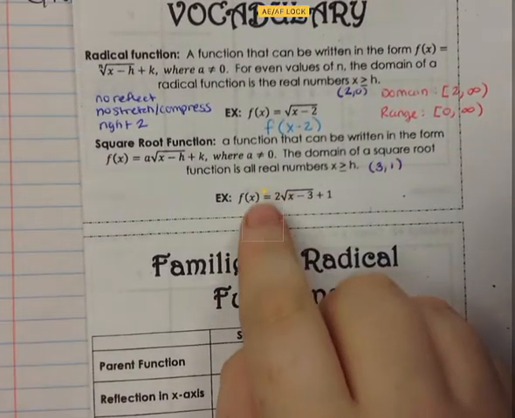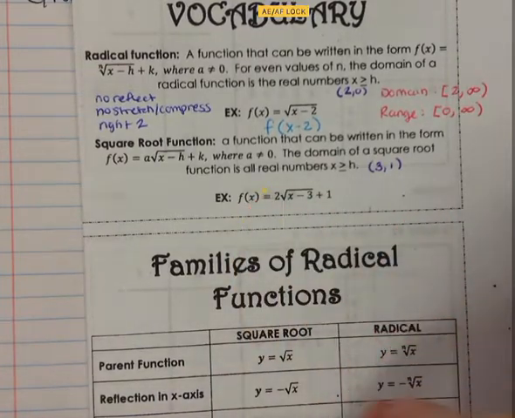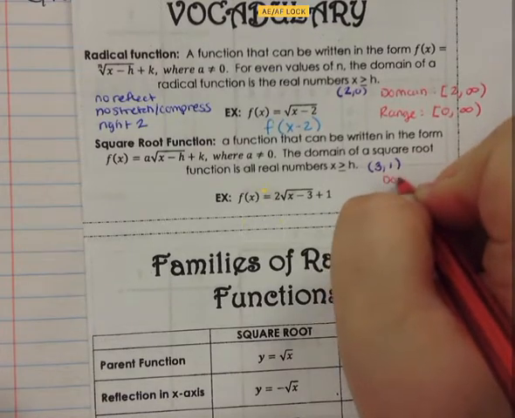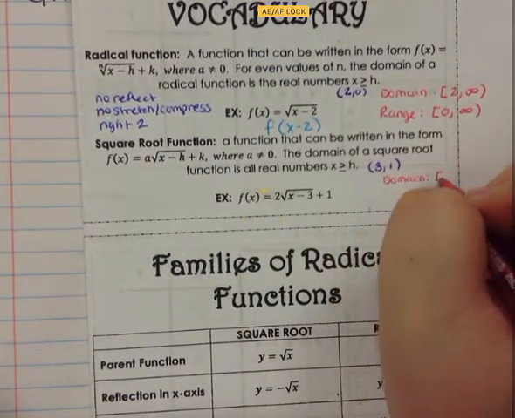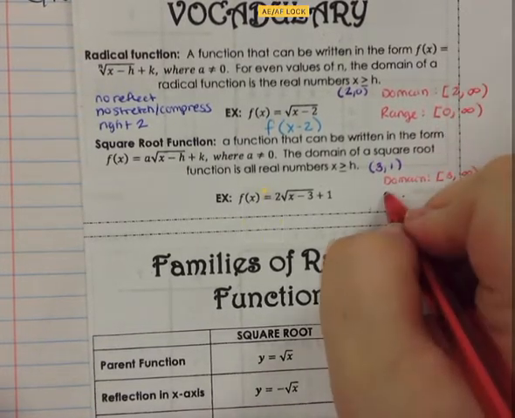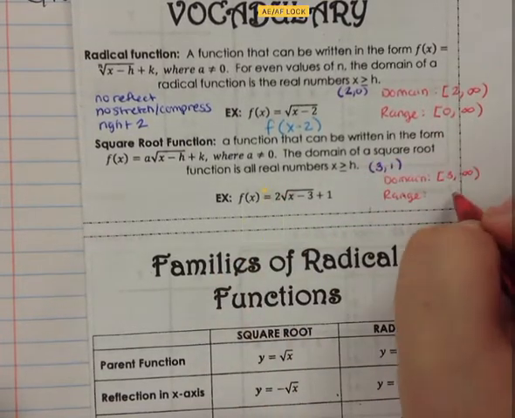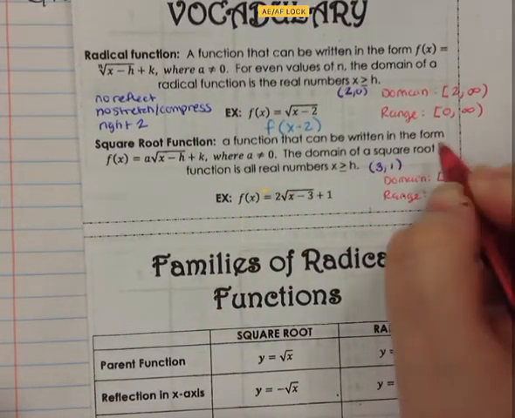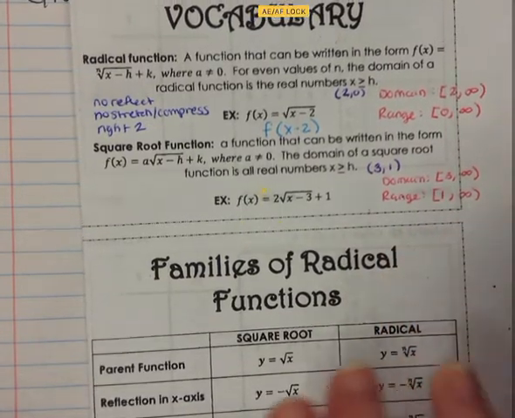Because our a value is positive, that means that our range will still have a positive infinity. But our domain would be from a positive 3, so closed bracket, positive 3 to positive infinity, open bracket. And our range, because our a is positive, we're going to have a positive infinity, and then our range starts at 1 from our key point.